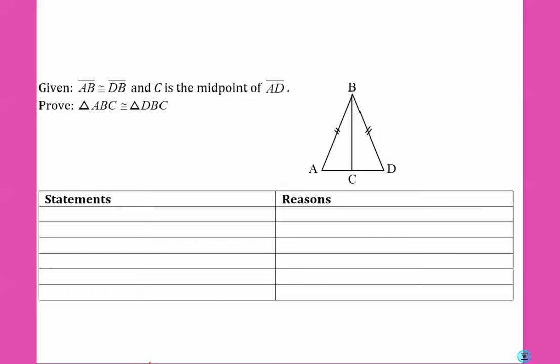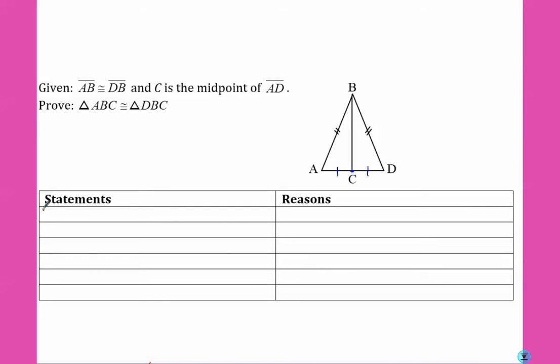Given that AB is congruent to DB, and C is the midpoint of AD, prove that triangle ABC is congruent to triangle DBC. So again, we're going to start by marking our given information. AB is congruent to DB. That's already marked with the double tick marks. And C is the midpoint of AD. Since this is the middle, we know that AC is going to be the same length as CD.